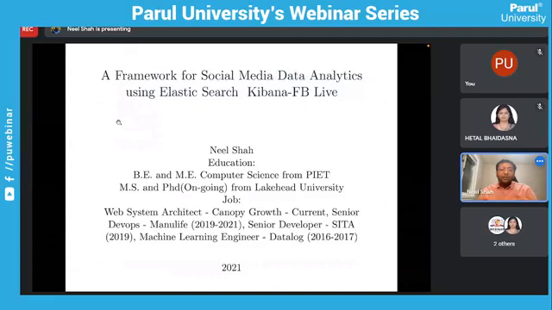The presentation is mostly about the framework for social media data analytics using Elasticsearch and Kibana, using a Twitter database. So it's not a small database. We will go through how this works.